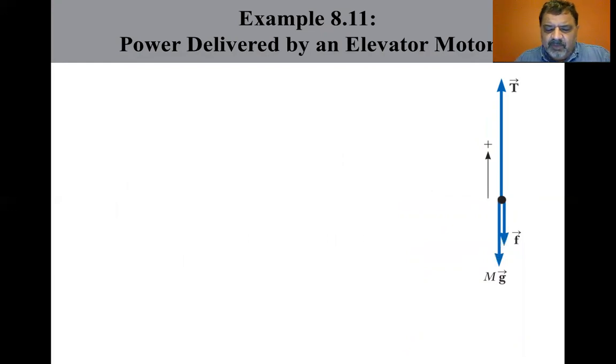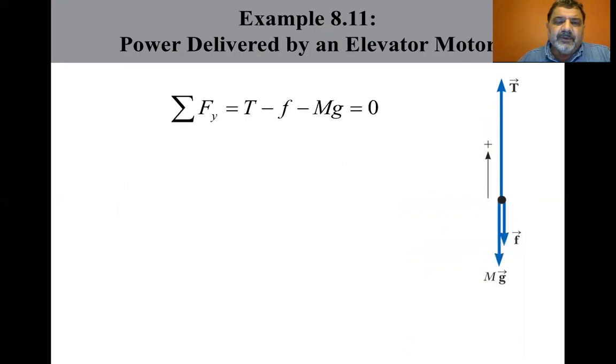Using the particle in equilibrium model, apply Newton's second law to the car. The sum of the forces in the y direction is equal to the tension in the cables minus the friction minus mg, which is equal to 0. So the m there is the 1,800 kilograms, the car and the passengers combined, and g, of course, being the 9.8 meters per second squared gravitational acceleration. Now let's solve for T. T is equal to mg plus f.